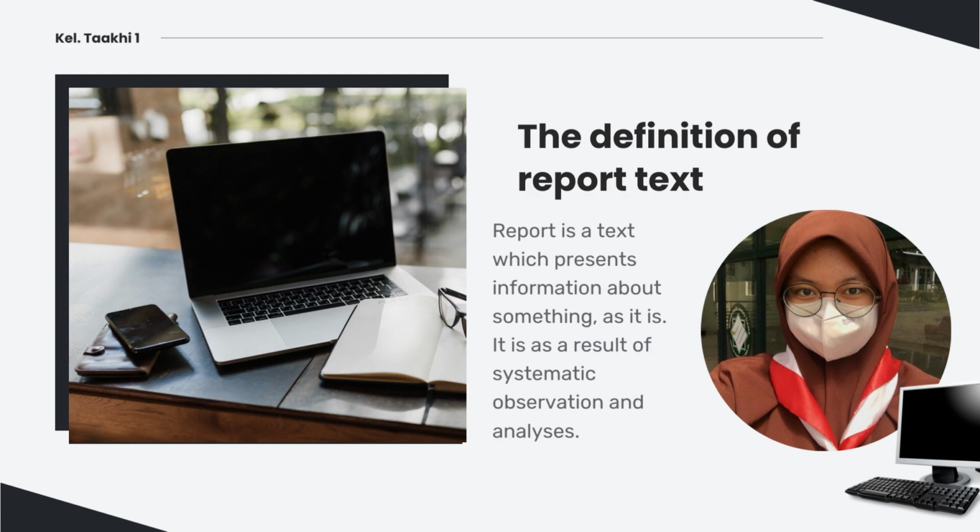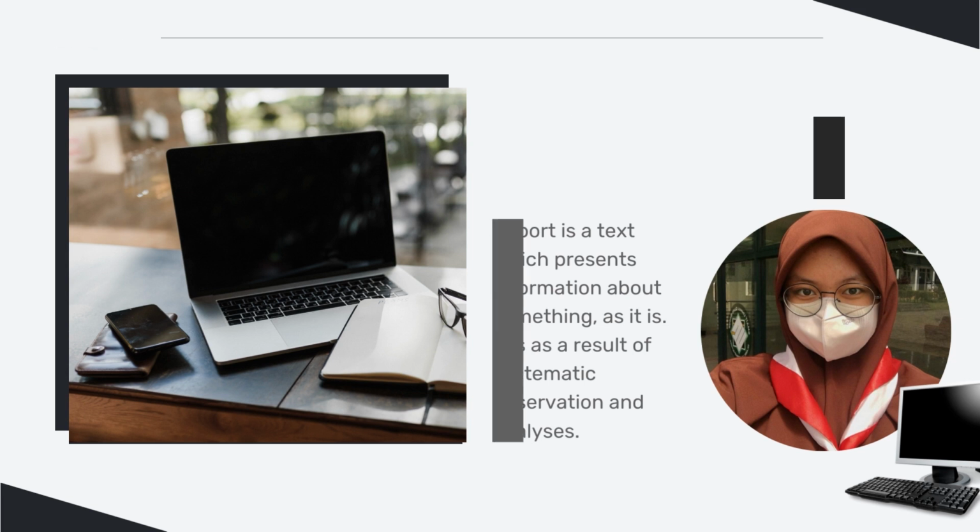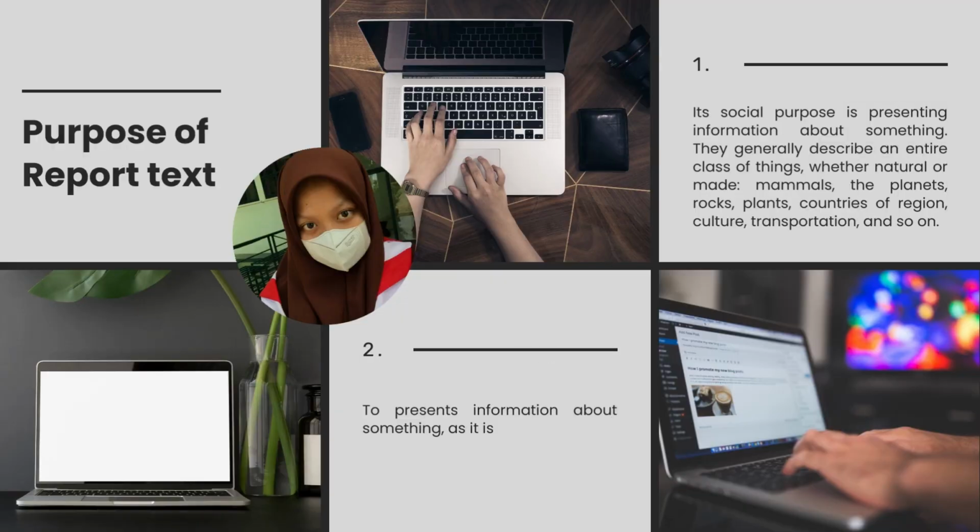Definition of report text. Report text is a text which presents information about something as it is. It is a result of systematic observation and analysis. Purpose of report text. 1. Its social purpose is presenting information about something.